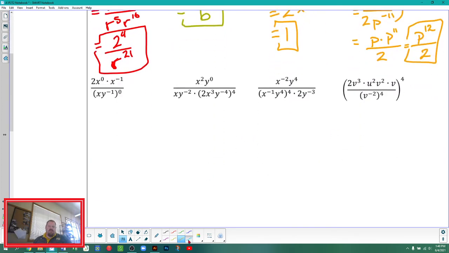Let's go ahead and look at our next ones. This one, a lot of people think, oh, this whole thing is just 1. Well, it's not, because 2 is not being raised to the 0 power. Only the x is. So that x to the 0 power is 1. I have 2. And then times x to the negative first power. All this stuff is being raised to the 0 power, so all that's just 1. Take your x, move it down below, give it a positive exponent. And since the exponent would be 1, I don't need to write it as an exponent.